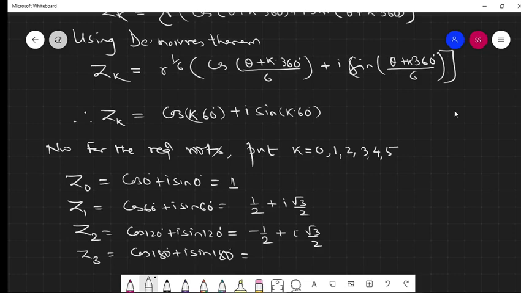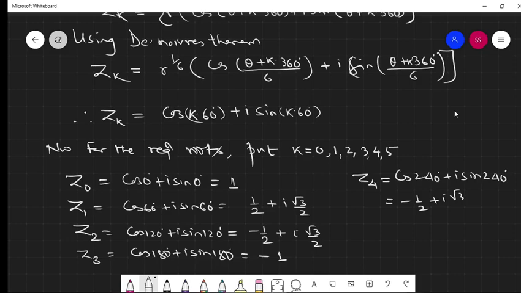And then z4 we can find. z4 is at 240 degrees, so cos 240 degrees plus i sin 240 degrees, equal to minus 1/2 minus i root 3/2, and then z5 is at 300 degrees, so cos 300 degrees plus i sin 300 degrees, equal to 1/2 minus i root 3/2. 1, 2, 3, 4, 5, 6 roots we find.